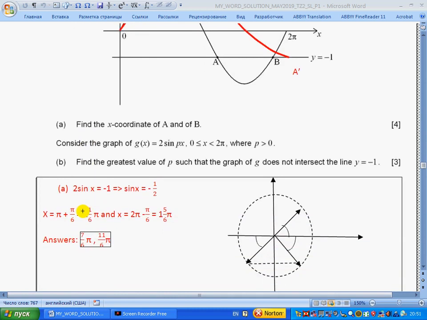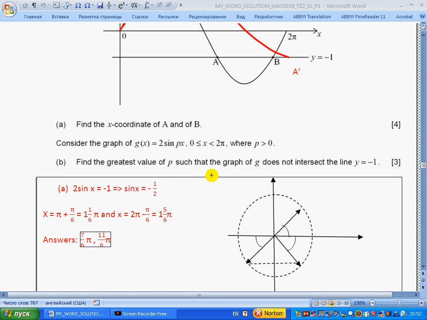So 2 sine x equals minus 1, sine x equals minus half. So minus half has 2 solutions. For positive half, we have pi over 6. One solution will be pi plus pi over 6. Another solution is 2 pi minus pi over 6. So we have 2 solutions, 7 pi over 6 and 11 pi over 6.